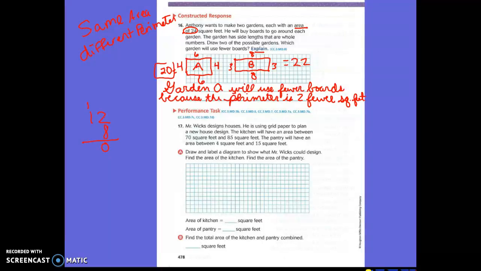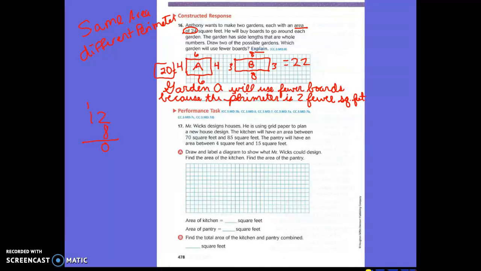Okay. So, this says he's designing a house. So we can make a rectangle for a house because a lot of houses are rectangular in shape. They're not usually square, and they're not usually circles or triangles, right? Houses are kind of rectangular, right? Okay, so we're not even drawing the whole house. We're just drawing the kitchen that has an area between 70 and 85 square feet.